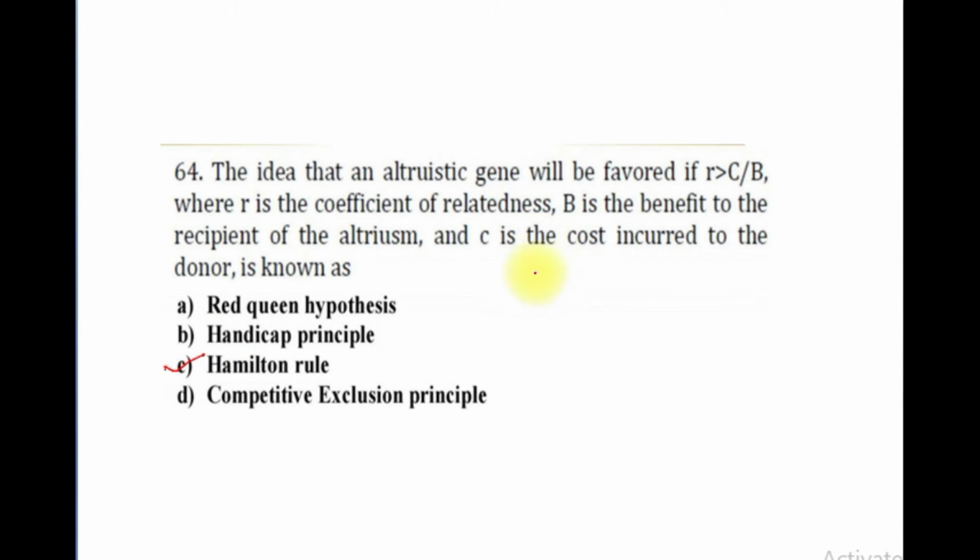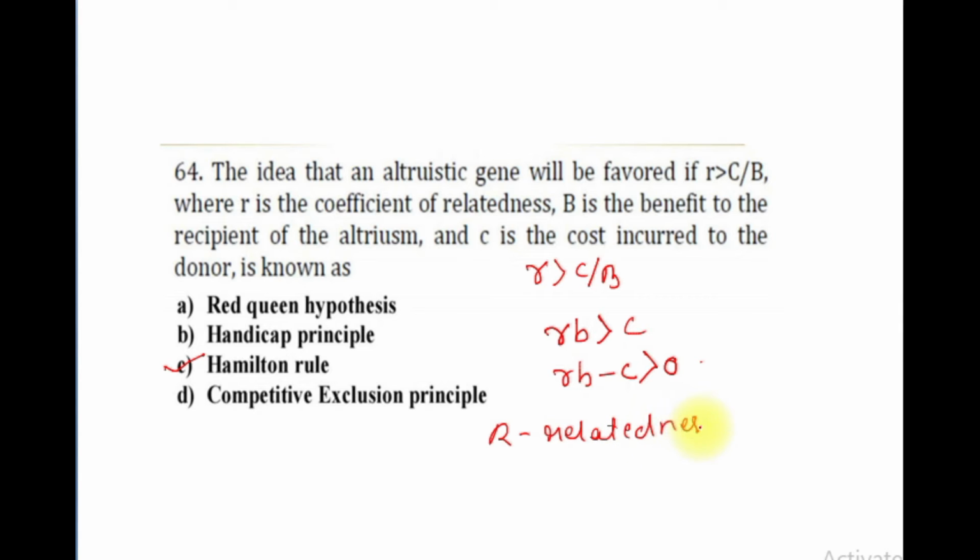According to Hamilton's rule, R is greater than C by B, or we can also write it as RB is greater than C, or RB minus C is greater than 0. Okay, so what is R, what is B, and what is C over here? R is the relatedness, proportion of said gene.